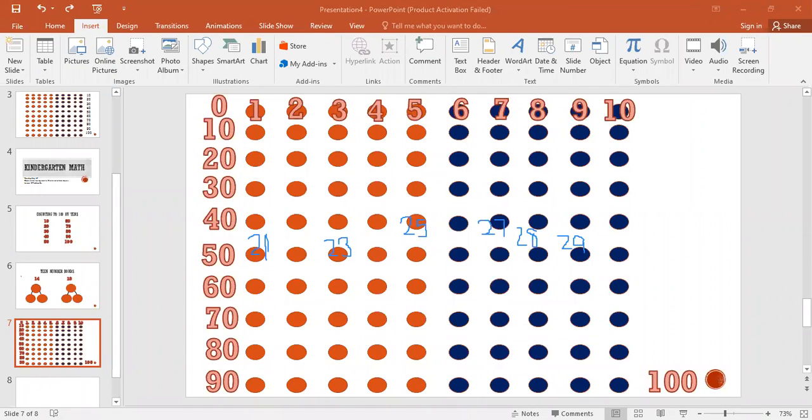You will fill in the numbers 40 through 48. In the 90s, you'll fill in the numbers 92 to 99. Okay, and then this last one will be a little challenge. First, you will start to count up.